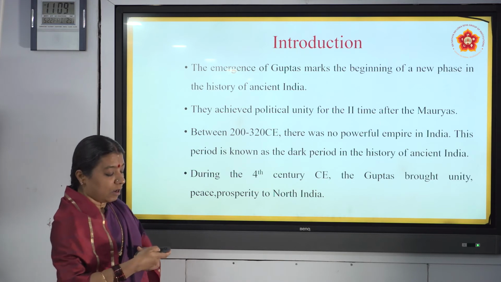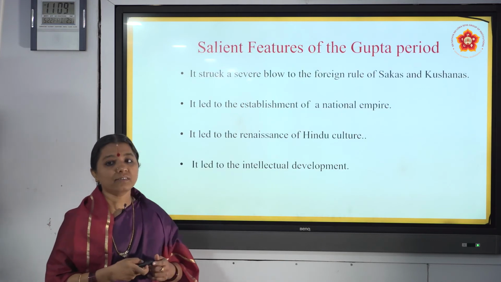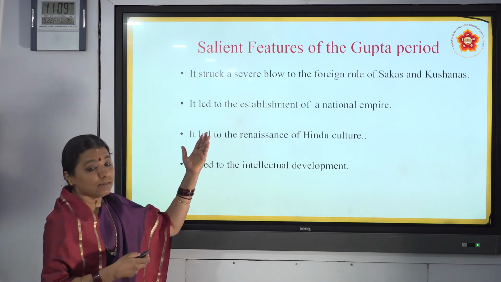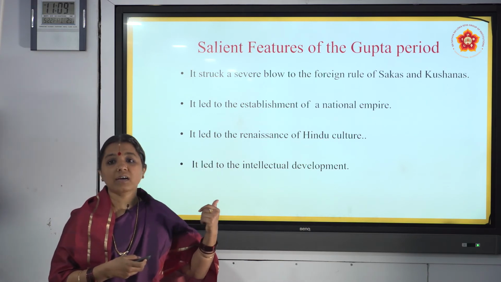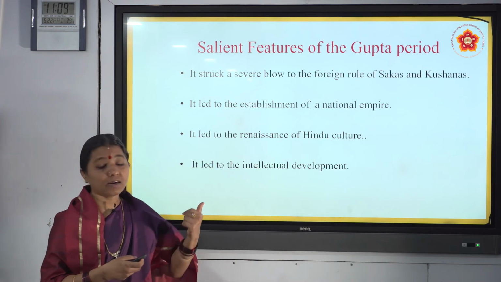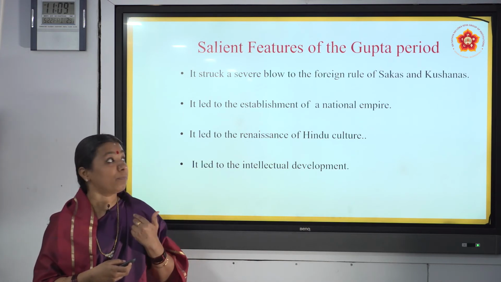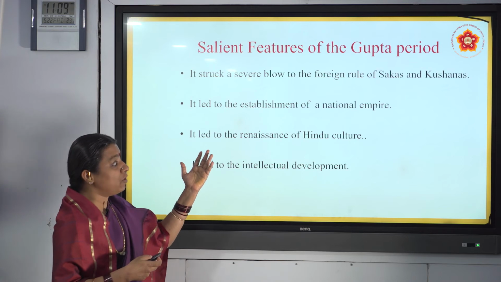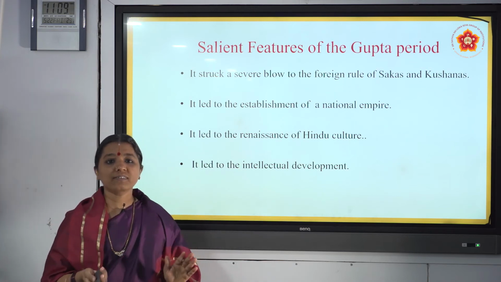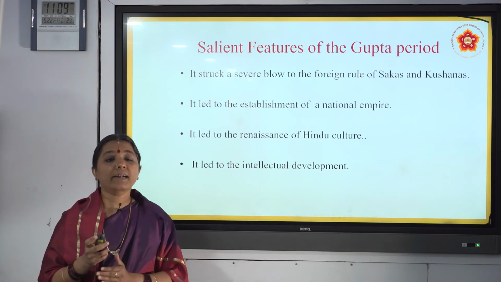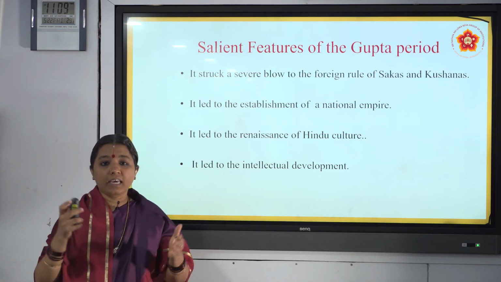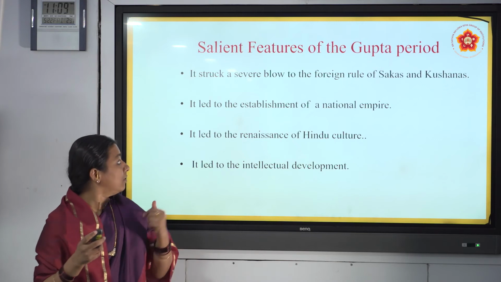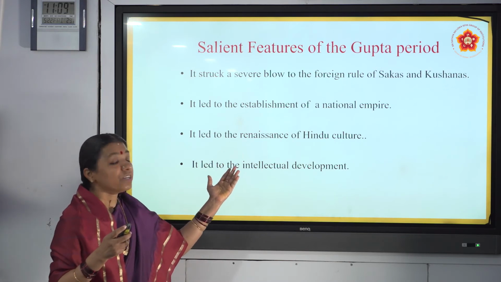Next we learnt about the salient features. The first one is that it struck a severe blow to foreign rule. It checked the invasions of the Sakas, Huns and Kushanas. The Guptas did so with great might, and it led to the establishment of a national empire. For the first time, North India, South India and Central India came under the rule of one king, and it led to the renaissance of Hindu culture.